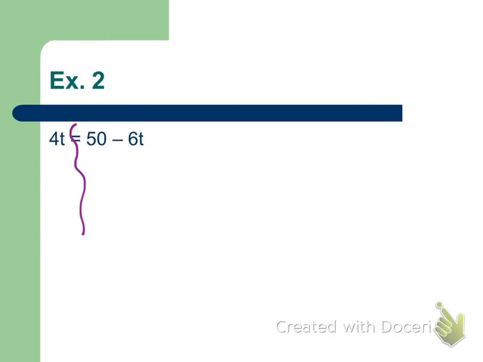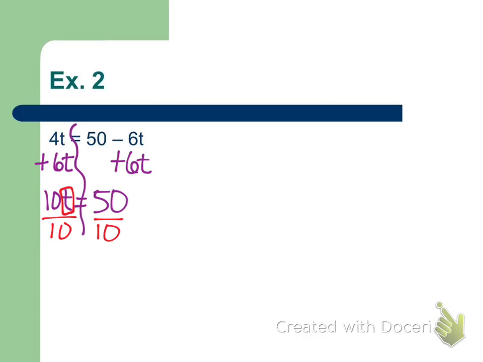Jamal Dixon, can you help me with this problem? Very good. What does that give me? 10t equals? Wonderful. All right. Divide by 10. T equals 5. Wonderful.